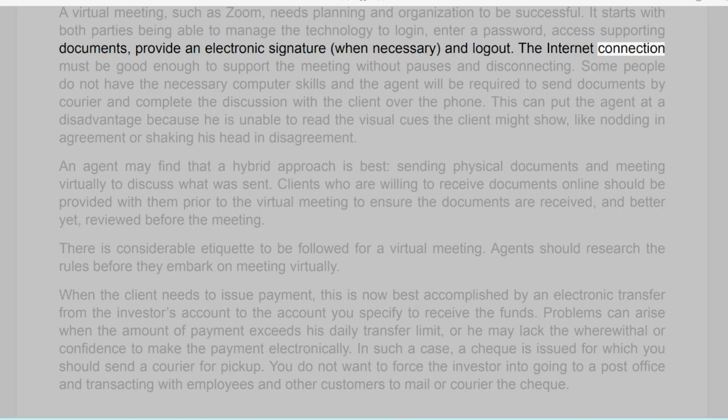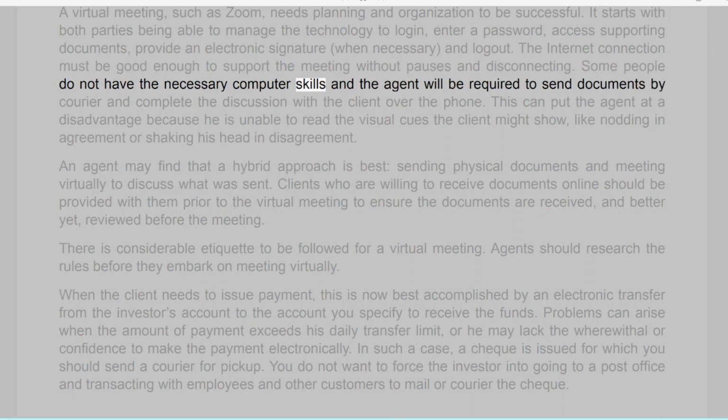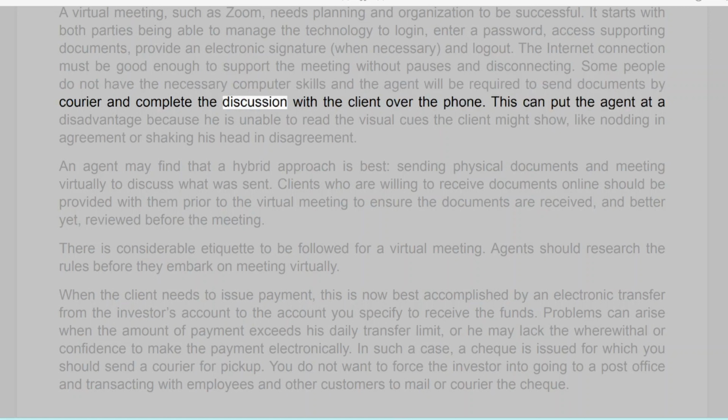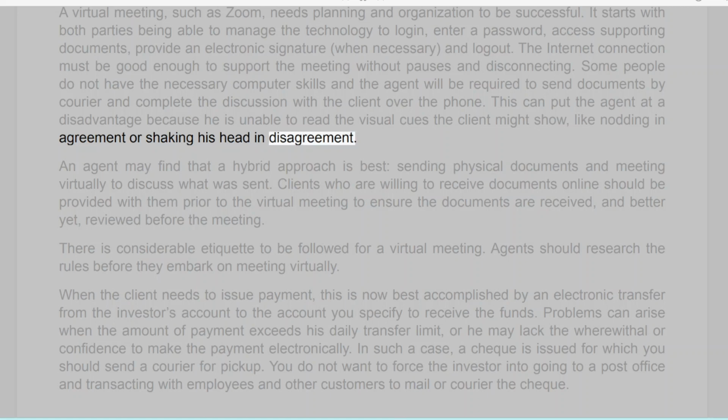The internet connection must be good enough to support the meeting without pauses and disconnecting. Some people do not have the necessary computer skills and the agent will be required to send documents by courier and complete the discussion with the client over the phone. This can put the agent at a disadvantage because he is unable to read the visual cues the client might show, like nodding in agreement or shaking his head in disagreement.